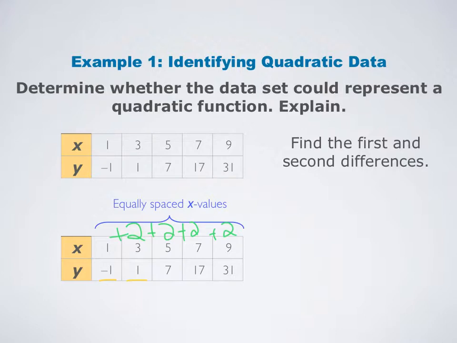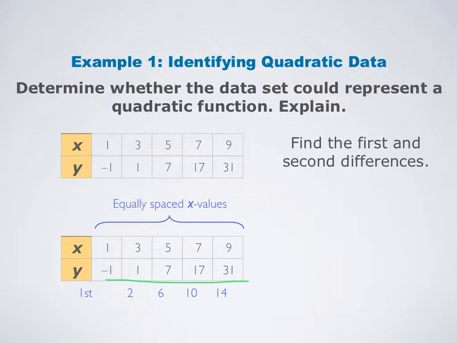Well, 1 minus a negative 1 is going to give me 2. And if I keep going with that, I would have 7 minus 1 gives me 6, 17 minus 7 gives me 10, and 31 minus 17 gives you 14. And if these numbers are starting to get too big for us, then we can go ahead and use our calculator to get those first differences.